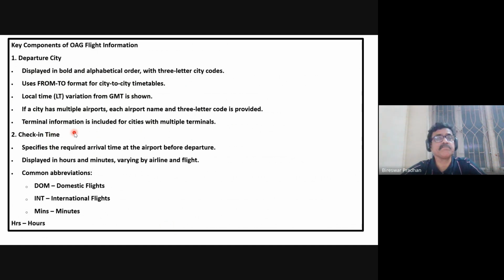Terminal information is included for cities with multiple terminals also. Now, at the departure city point, when checking the time, specify the required arrival time at the airport before departure, the expected arrival time. Display in hours and minutes, verified by airline and flight. Common abbreviations: DOM domestic flight, INT international flight, MINS minutes, and HR hours. These abbreviations are key information that helps us understand properly.